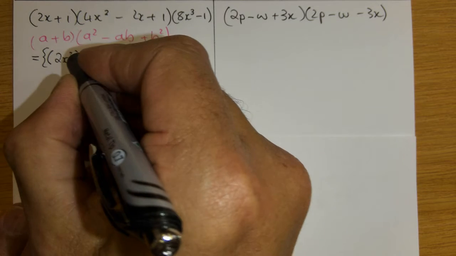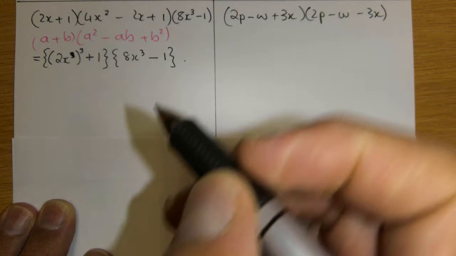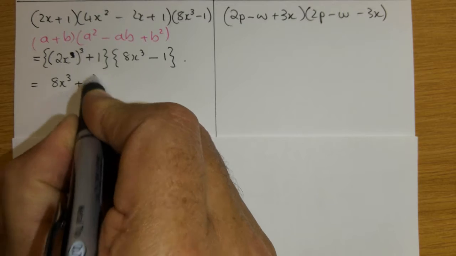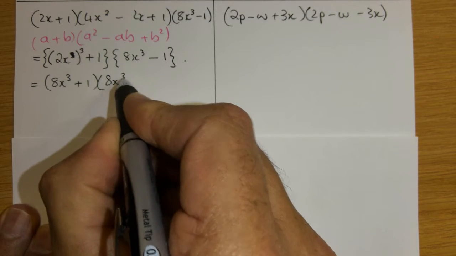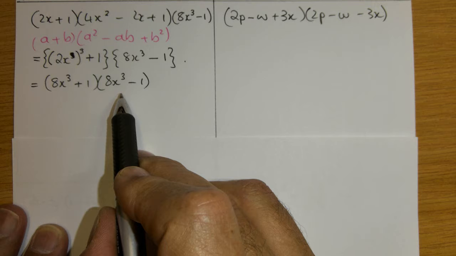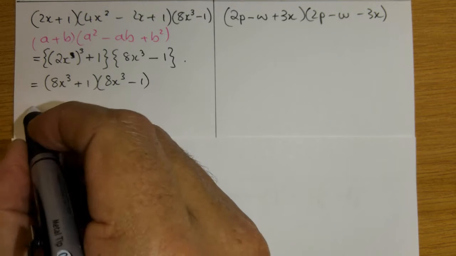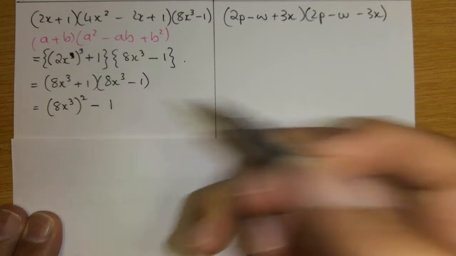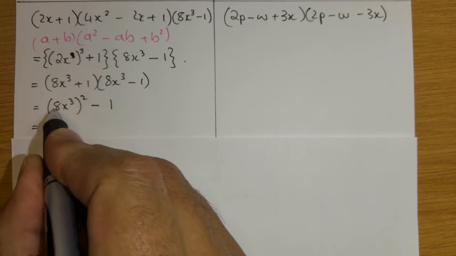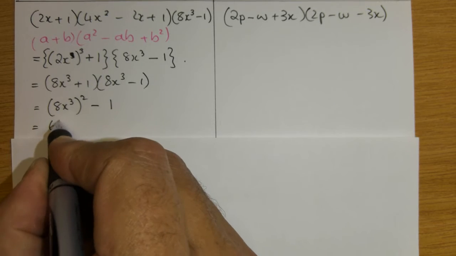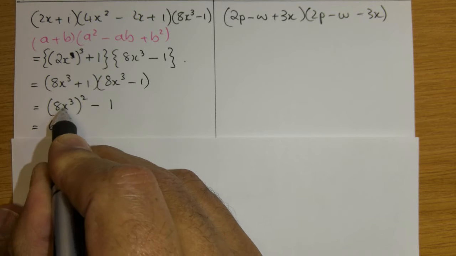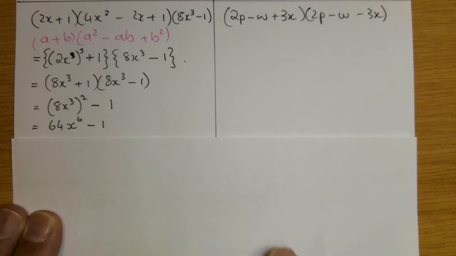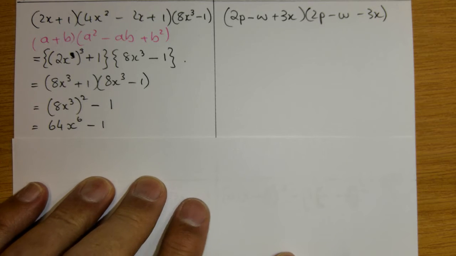Let's fix this one there. Actually, the cube is outside the bracket. Okay, so if I cube this, I get 8x cubed plus 1, and then I get 8x cubed minus 1. And again, the difference of squares comes up. So it will be the first one squared minus the 1 squared, which is 1. If I square the 8, I get 64. If I square x cubed, I get x to the power 3 multiplied by 2, which is x to the 6 minus 1. Lovely clean up there.